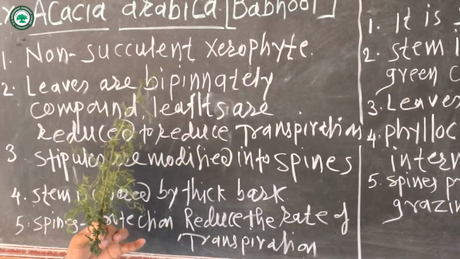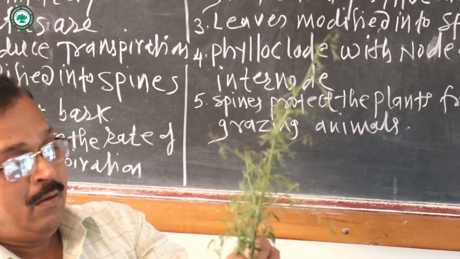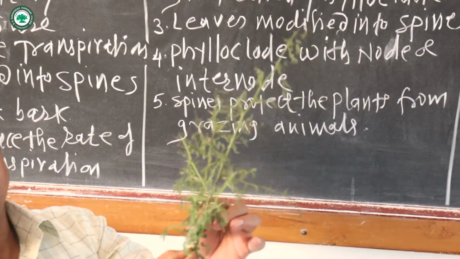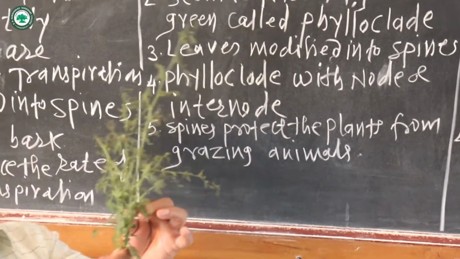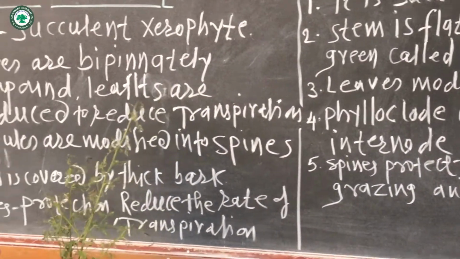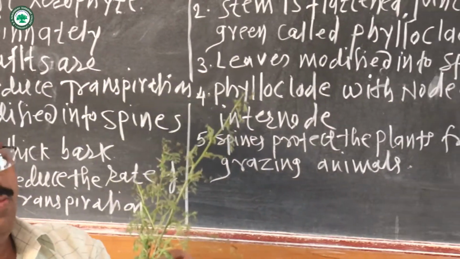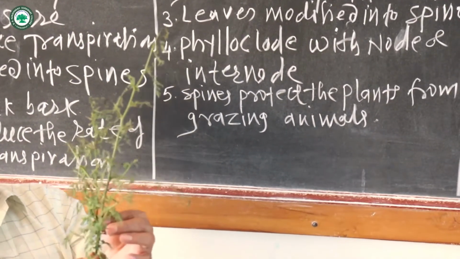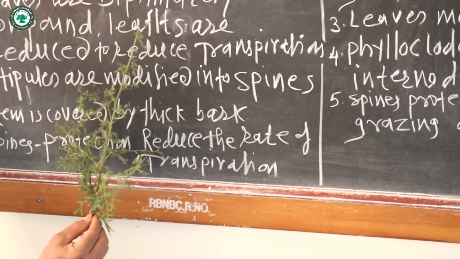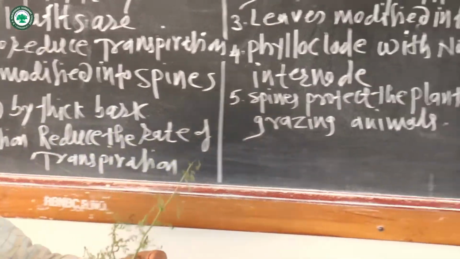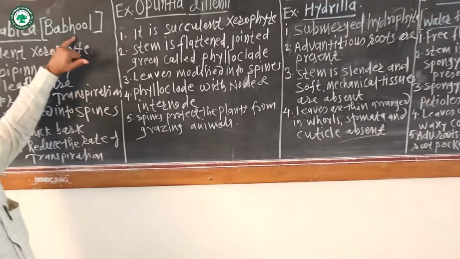Then the stem is covered by thick bark. In the old part of the plant, thick bark covers the plant body, again to reduce the rate of transpiration and protect the plant from excessive heat. And these are the reasons to identify the given specimen as Acacia arabica. Generally, it is called babul.